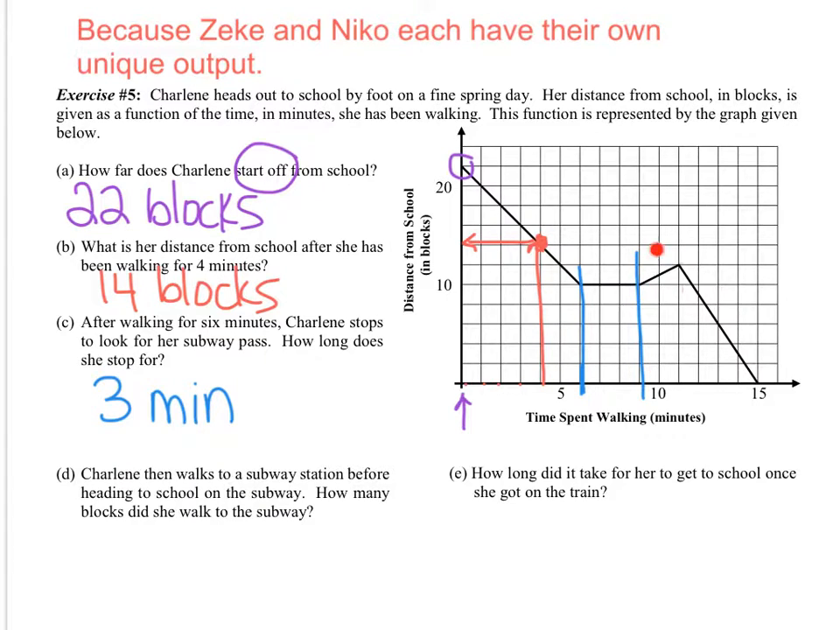So it looks like here is where she's walking to the subway. So how many blocks did she walk to the subway? Well, we started at 10 and then went up to 12. So that would just be 2 blocks.